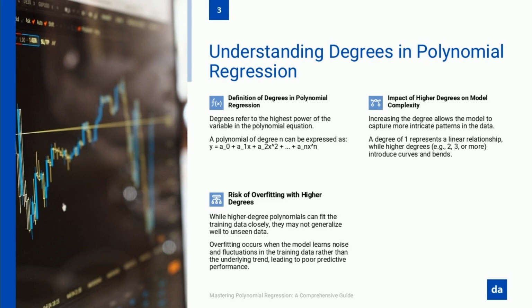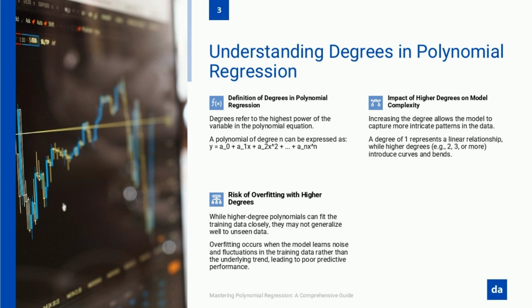The risk of overfitting with higher degrees. Overfitting happens when the model becomes too tailored to the training data. Imagine a professor who teaches students by making them memorize every single fact instead of teaching them concepts. The students will ace the test, but struggle with real-world applications. That's exactly what happens with overfitting. The model performs well on the training data, but fails when exposed to new information.